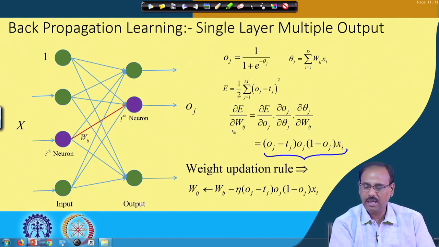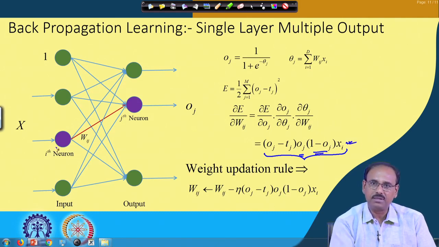So, del E upon del wij becomes (Oj minus Tj) into Oj into (1 minus Oj) times xi, where xi is the ith component of the input vector, or xi is the output of the ith neuron in the input layer. So, this is the gradient that you get.